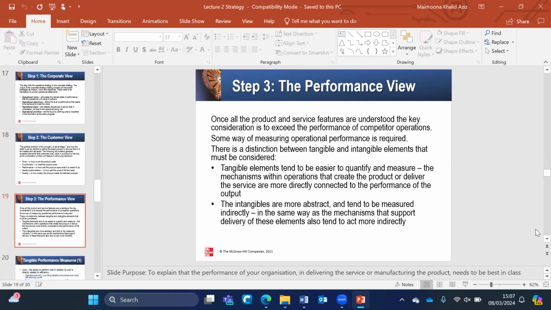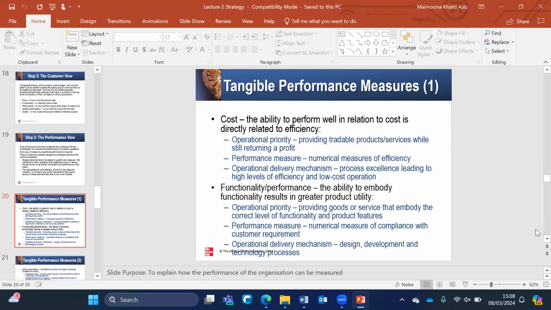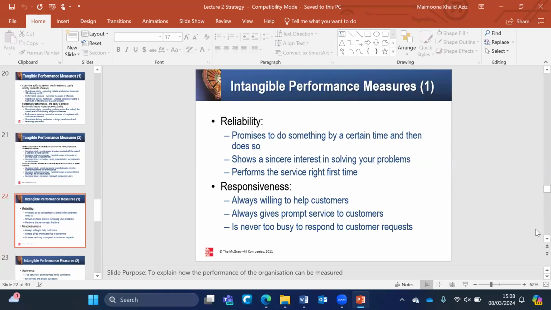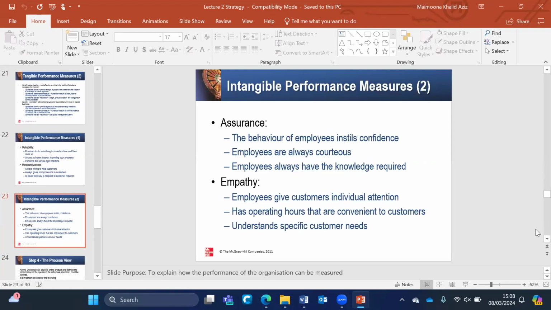Then is the performance view. That means what level of performance is our product going to provide the customers. And there's two different elements. There's tangible and intangible elements that must be considered. The tangible elements are easier to quantify, and the intangible elements are hard to measure, and they need to be measured indirectly. Then we move on to the tangible performance measures, which is the cost and functionality. And the intangible ones, as we can see, are reliability and responsiveness, and assurance and empathy.